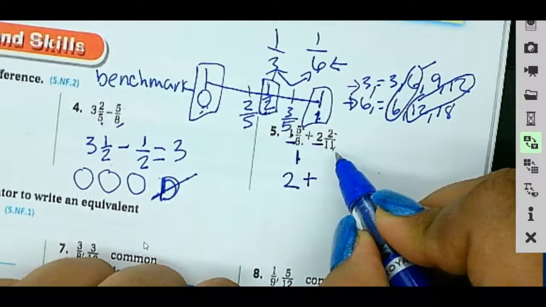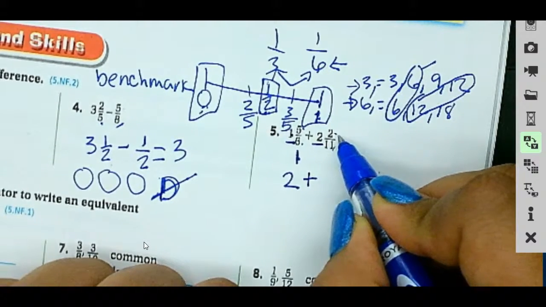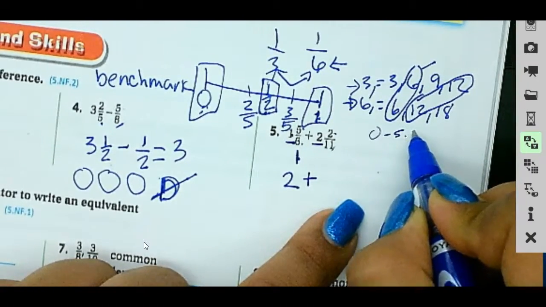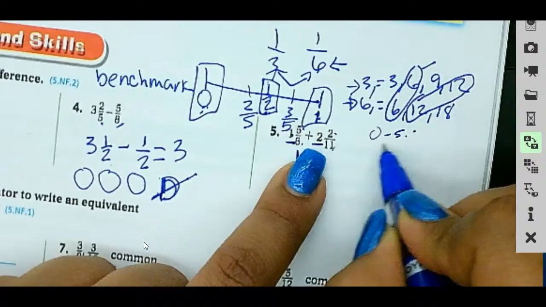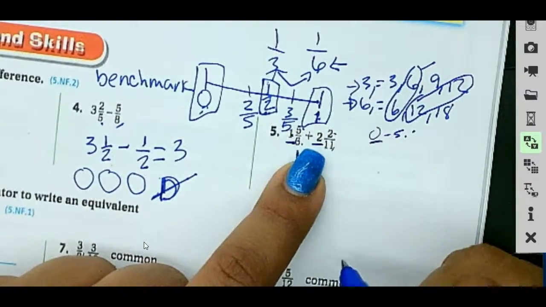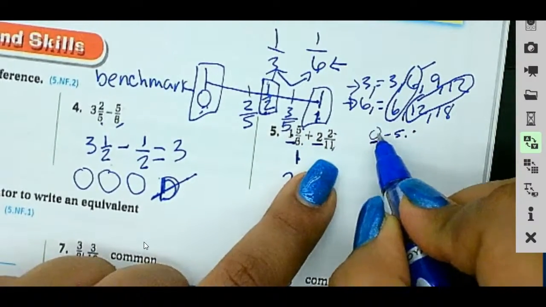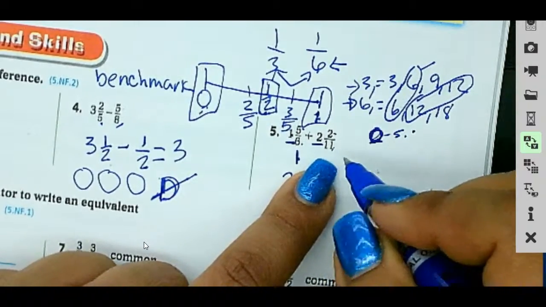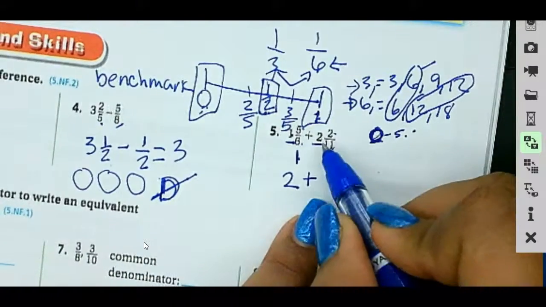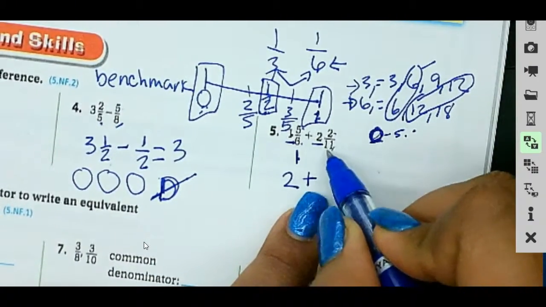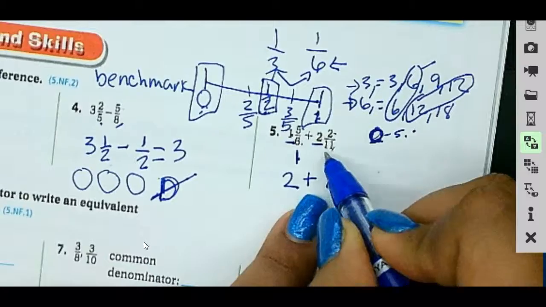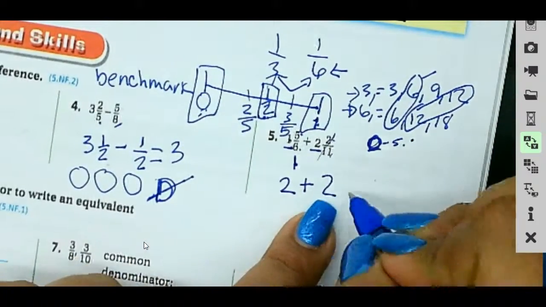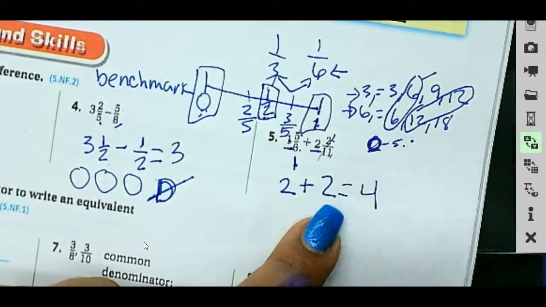Well, you should have said 5.5. So between 0 and 5.5, or 5, 2 is closer to 0. That's why when I estimate, I'm going to use my benchmark 0, because 2 11ths is closer to 0. And I have 2 wholes. So my estimate is that I'm going to add 2. Basically, I'm not even counting the fraction. And now I say that 2 plus 2 equals 4.